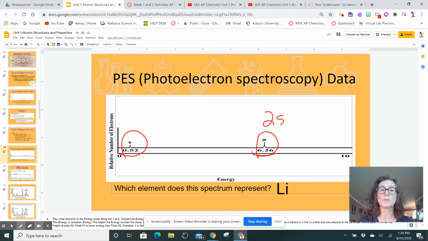I'm sorry, I said that backwards. The highest energy is going to be our lowest energy level, because those are the hardest ones to knock off. So these electrons, they are being knocked off. The hardest ones to knock off are the ones closest to the nucleus. So that has to be our 1s2, and it's twice as high, so 2 electrons, compared to this one, which was knocked off very easily and only has half the height. So that is a 1s2, a 2s1. The element with that configuration is lithium.